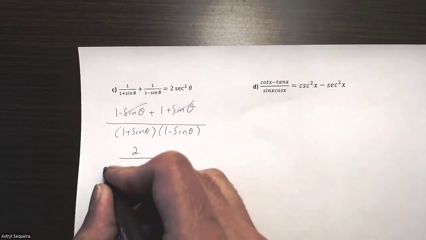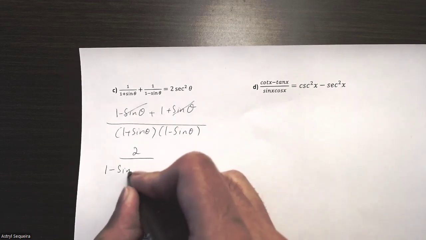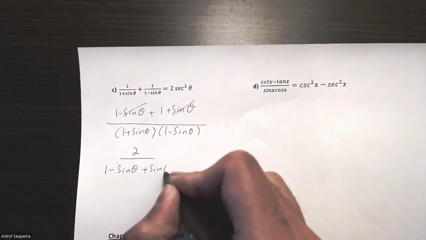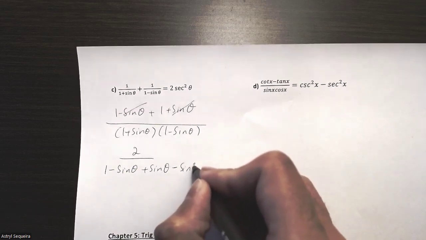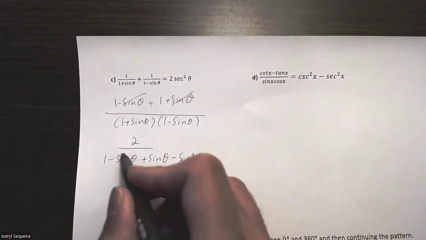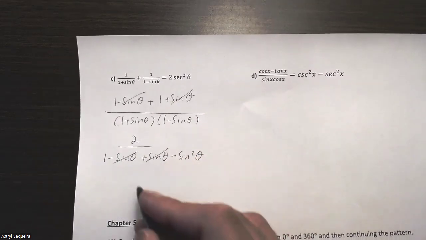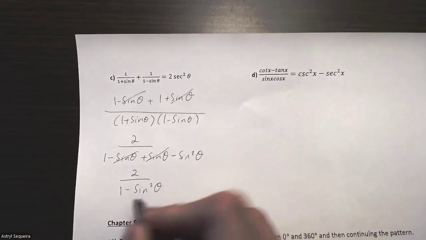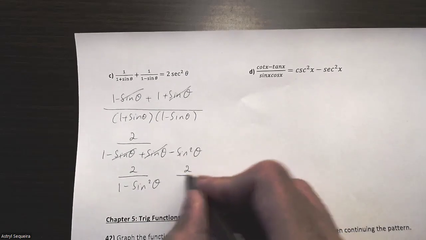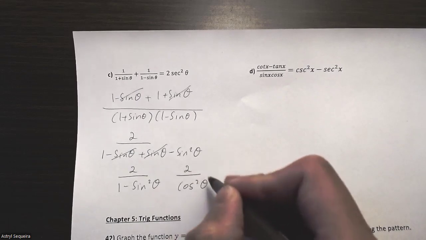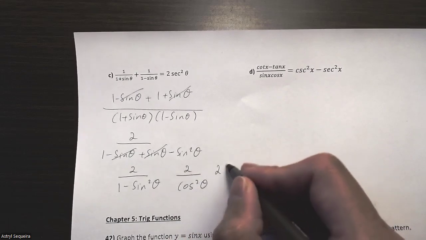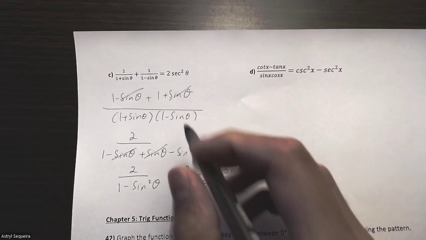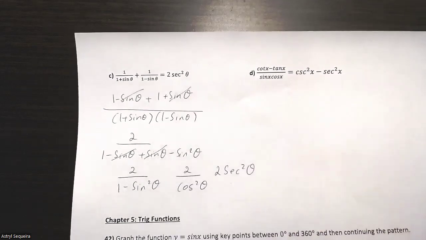I'll expand the bottom using my FOIL. Cancel out like terms. So I have 2 over 1 minus sine square theta. 1 minus sine square is just cos square theta, and 2 over cos square is just 2 sec square theta, which matches the other side.